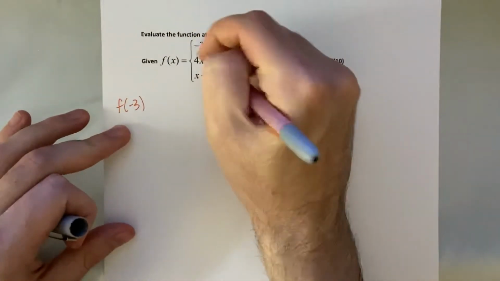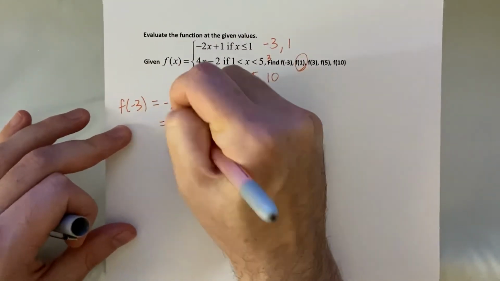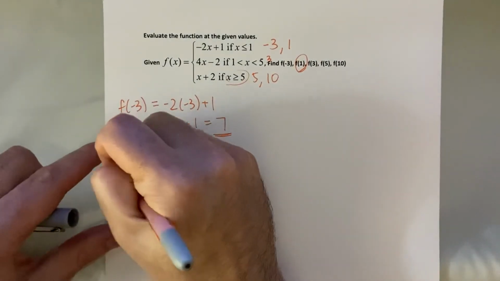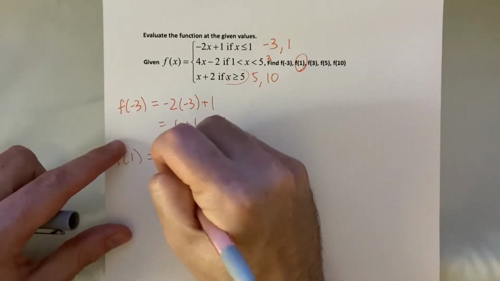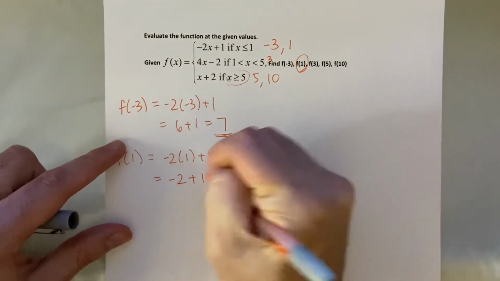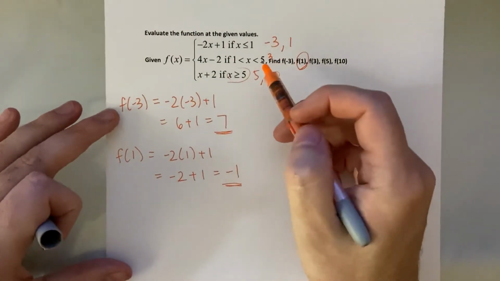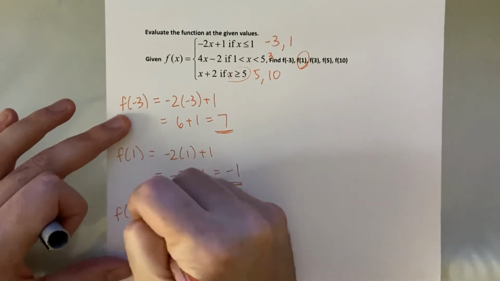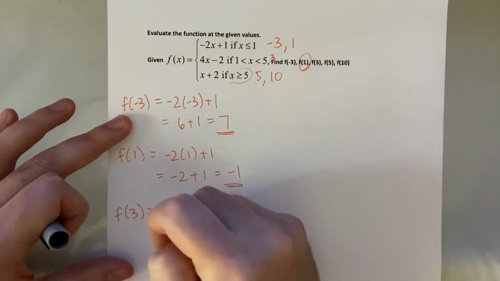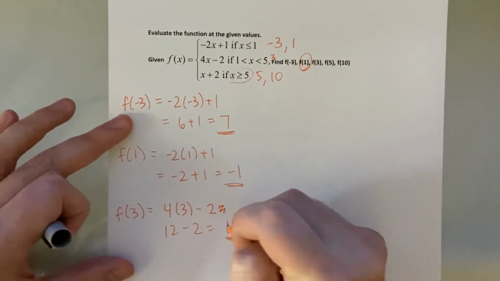f of negative 3 goes into the first equation. Negative 2 times negative 3 plus 1. 6 plus 1, which is 7. f of 1 goes into that same equation. Negative 2 times 1 plus 1. It's negative 2 plus 1, which is negative 1. 3 goes into the second equation, so f of 3 is 4 times 3 minus 2. 12 minus 2, which is 10.